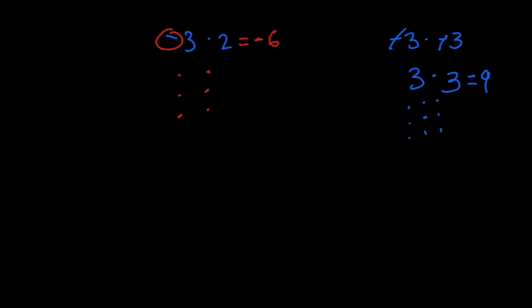And this will always hold true: when you multiply a negative number by a positive number, you get a negative number, when you multiply 2 negative numbers together, you get a positive number, and when you multiply 2 positive numbers, you get a positive number.